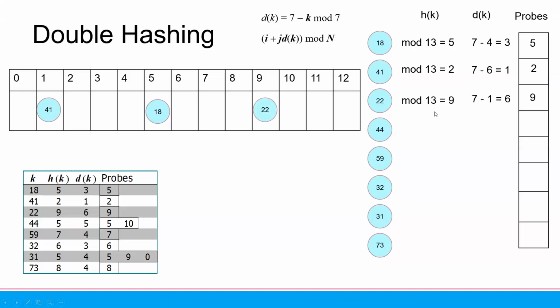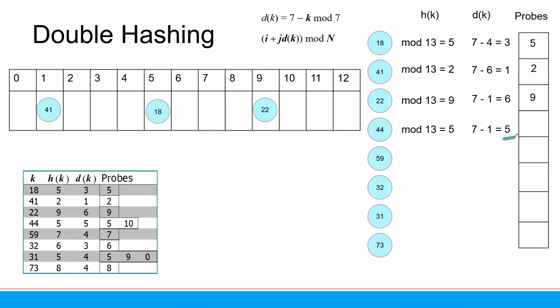And then what about the 22? 22 mod 13 is 9. So we just put it into 9. And 44 mod 13 is 5. Oh, 5. We have the same as with the 18. Then we can check the secondary function. But the secondary function is also 5.